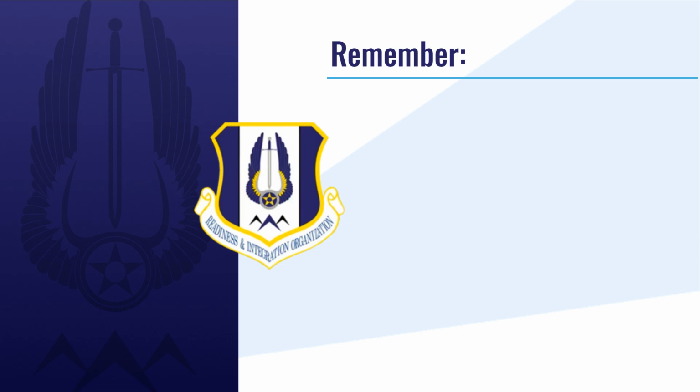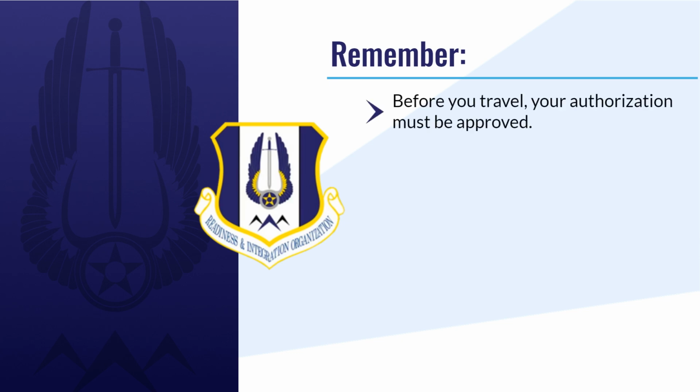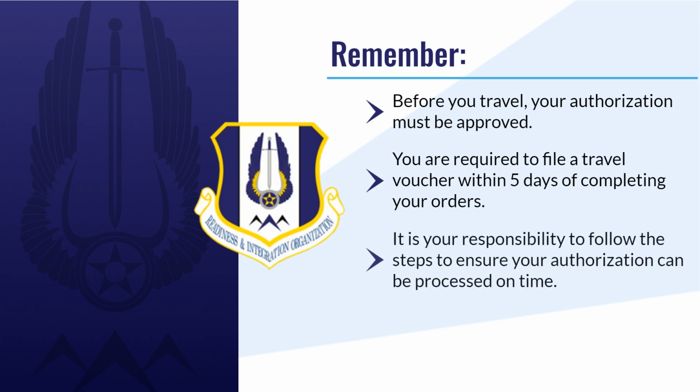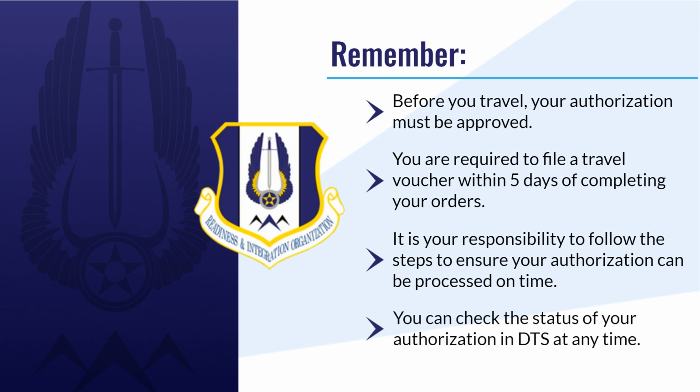Here are some items to remember. Before you travel, your authorization must be approved. You are required to file a travel voucher within 5 days of completing your orders. It is your responsibility to follow the steps to ensure your authorization can be processed on time. And you can check the status of your authorization in DTS at any time.